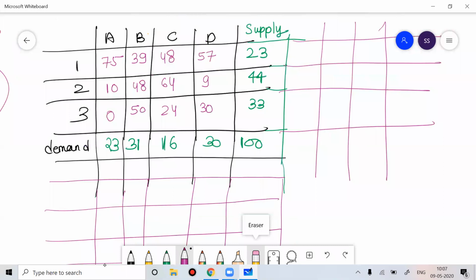I'll always suggest you, if you have the option to choose any method, then better prefer Vogel approximation method, because that will give you the answer the most closest to the correct answer.